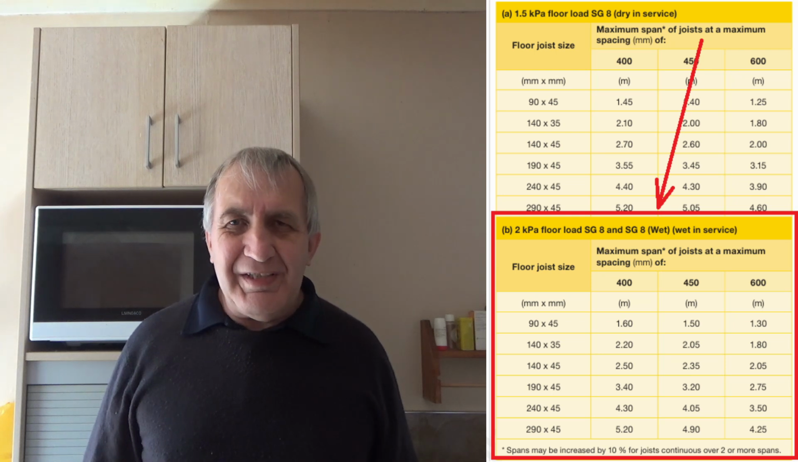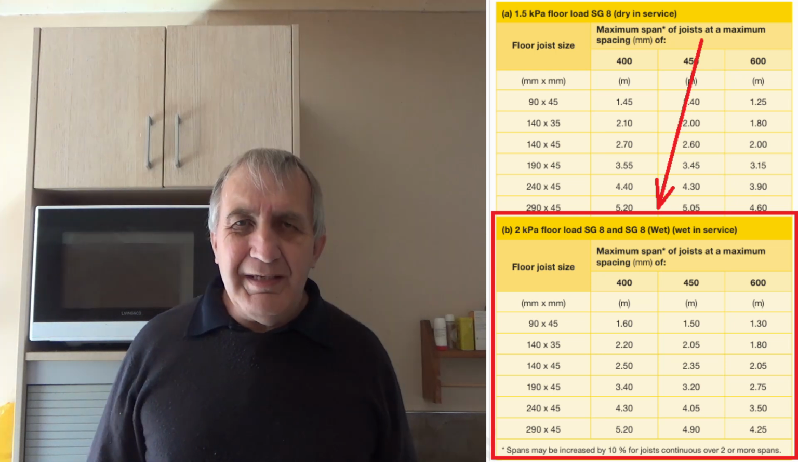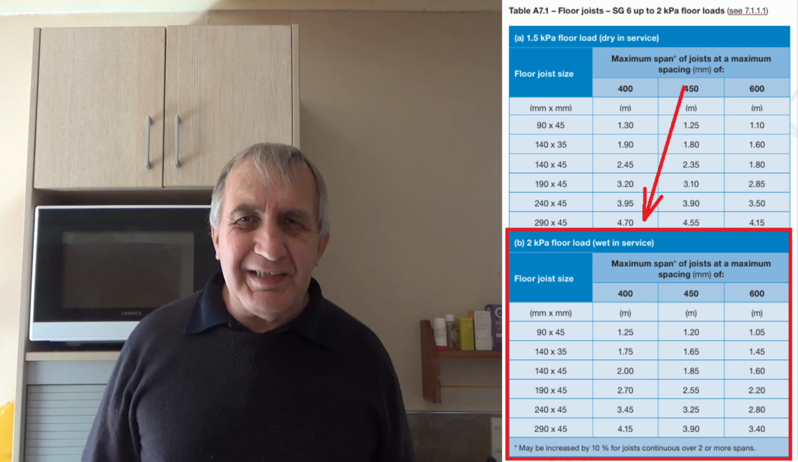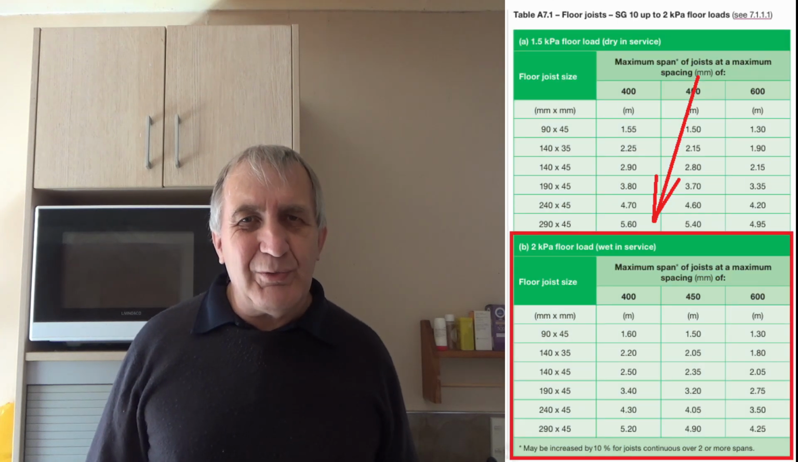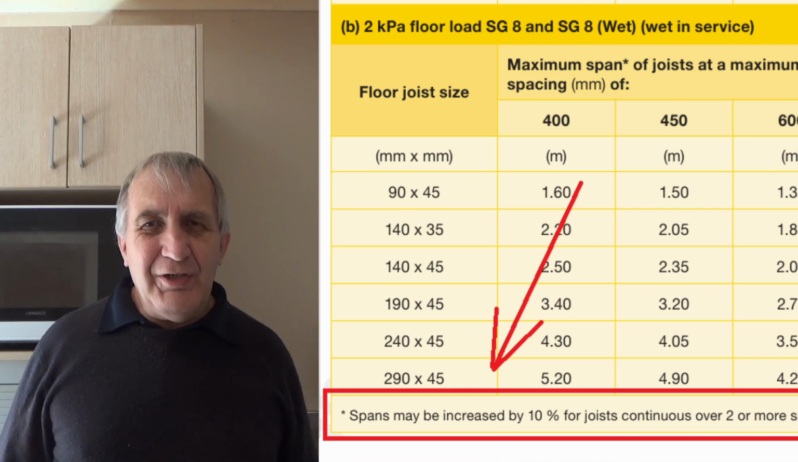The table we use is 7.1b, the wet and surface area of this table. If you're using SG6 or SG10 joists, there are alternative tables under 7.2. Another thing to mention is that if your joist is continuous over 2 or more spans, then you can increase the span size by 10%.